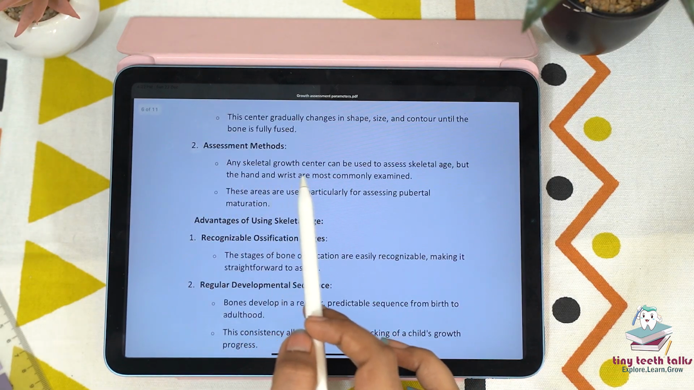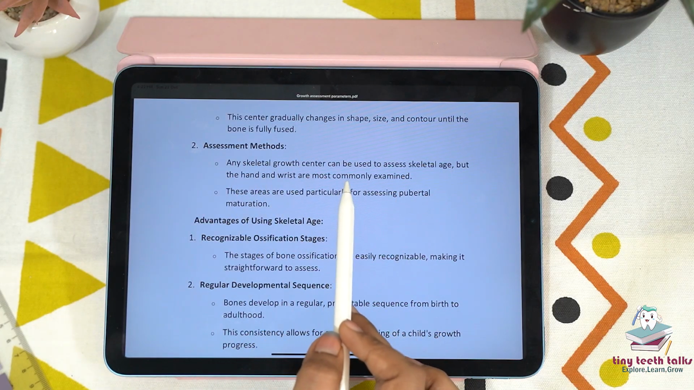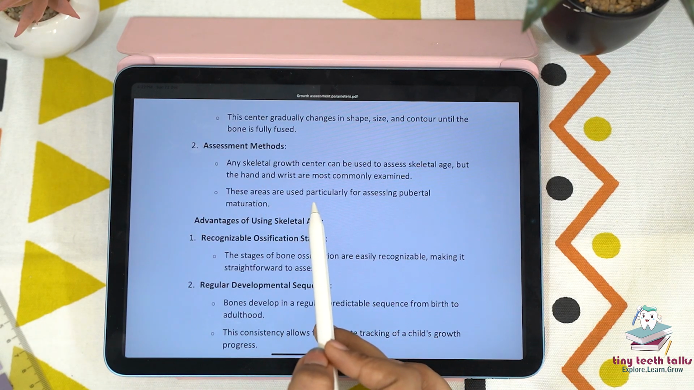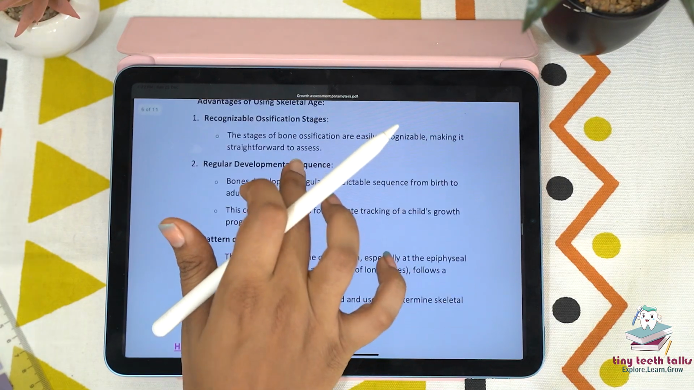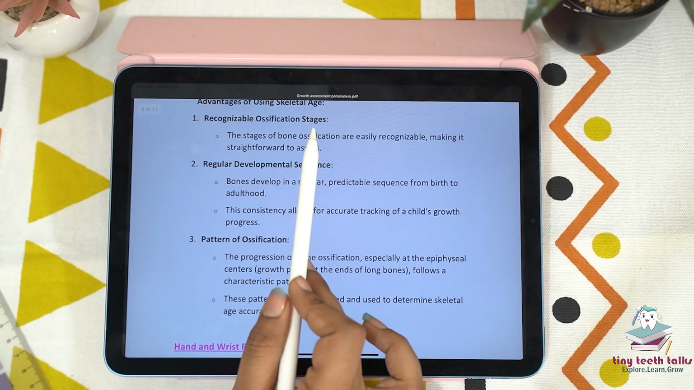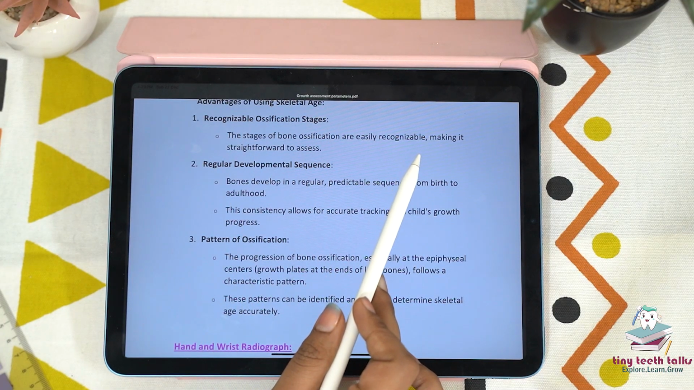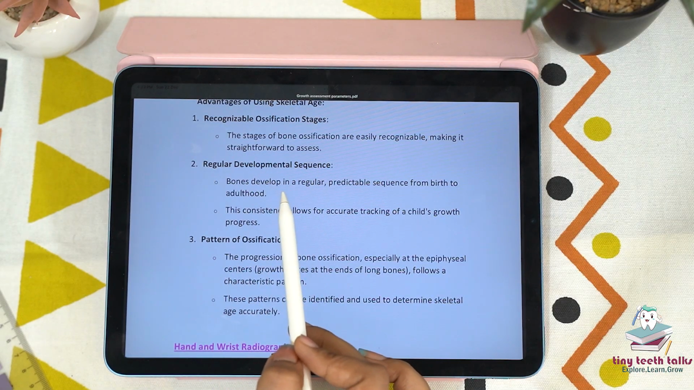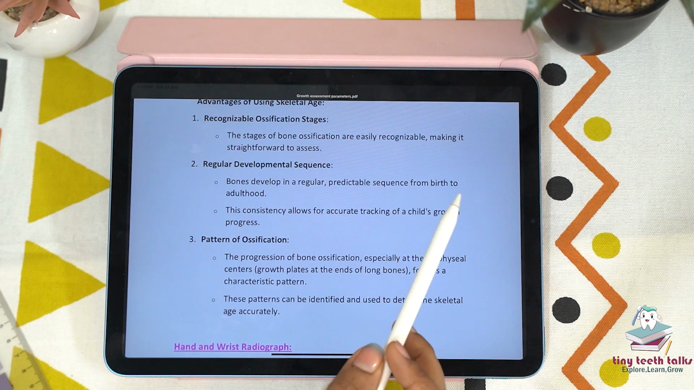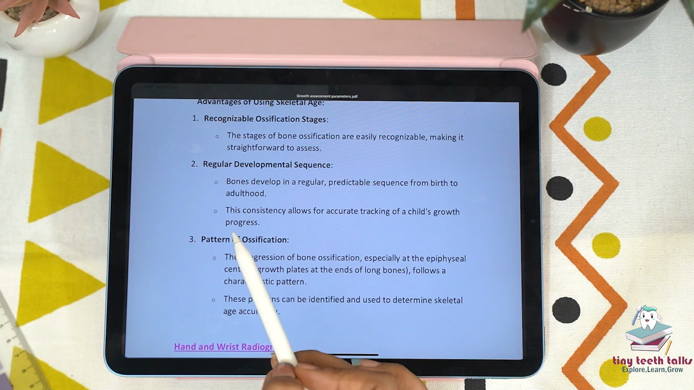Assessment methods. Any skeletal growth center can be used to assess skeletal age, but the hand and wrist are most commonly examined. These areas are used particularly for assessing pubertal maturation. What are the advantages? First, recognizable ossification stages. The stages of bone ossification are easily recognizable, making it straightforward to assess. Regular developmental sequence. Bones develop in a regular, predictable sequence from birth to adult, and this consistency allows for accurate tracking of a child's growth progress.